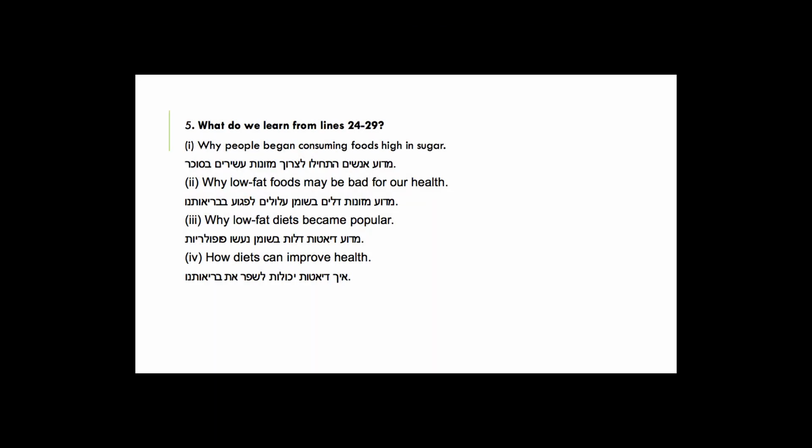Question number 5. What do we learn from lines 24 to 29? 1. Why people began consuming foods high in sugar.